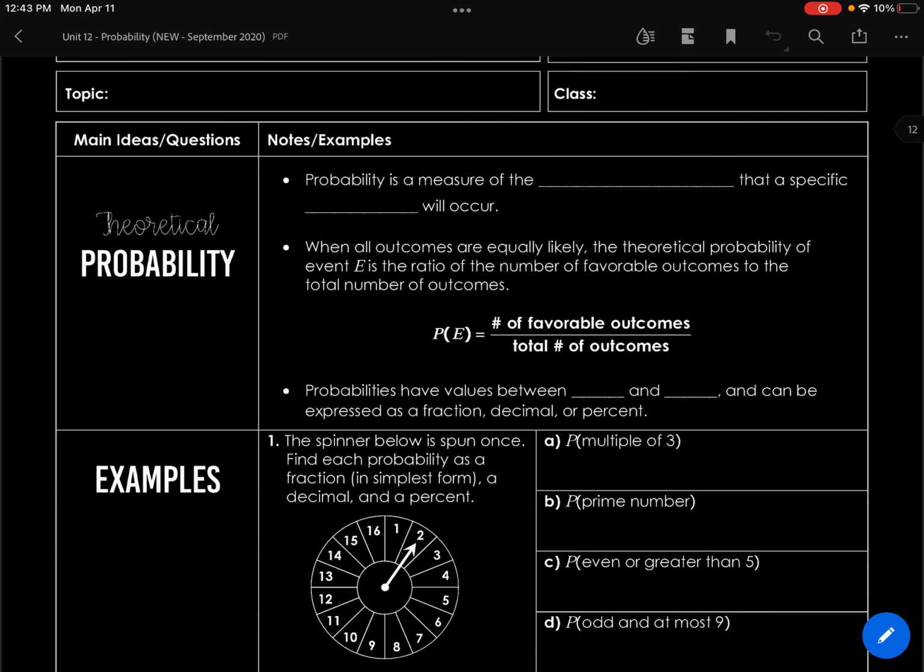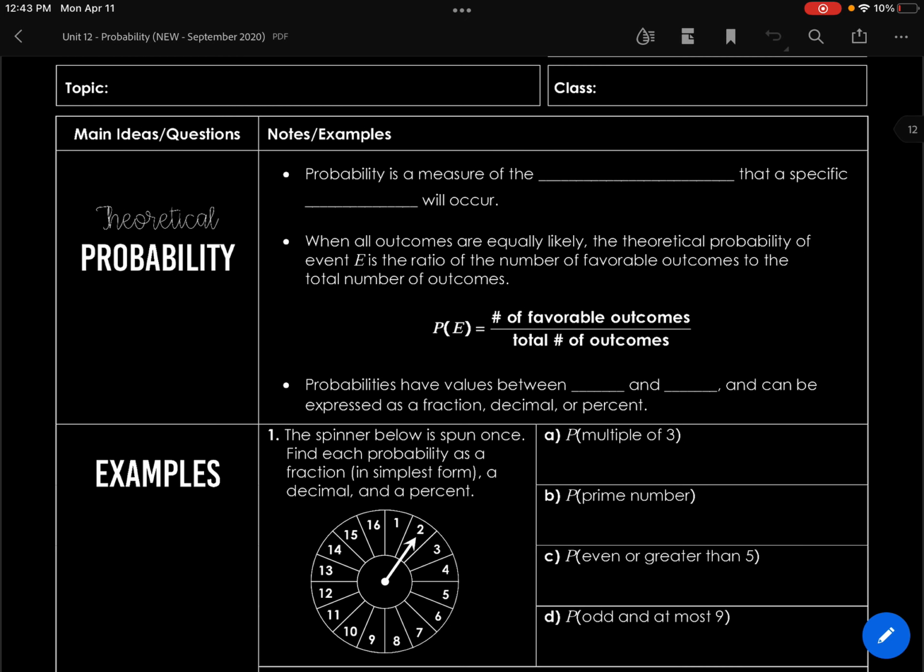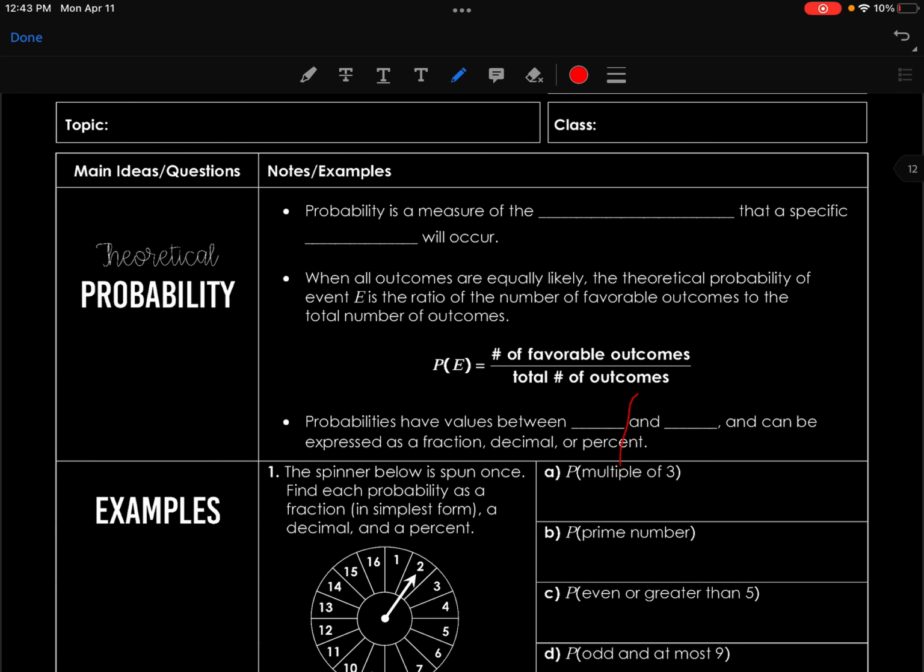Ha ha ha ha ha. Such a funny joke. Anyways, today's lesson is on theoretical probability. How are y'all doing today? I'm doing all right. Hope you guys are doing well.